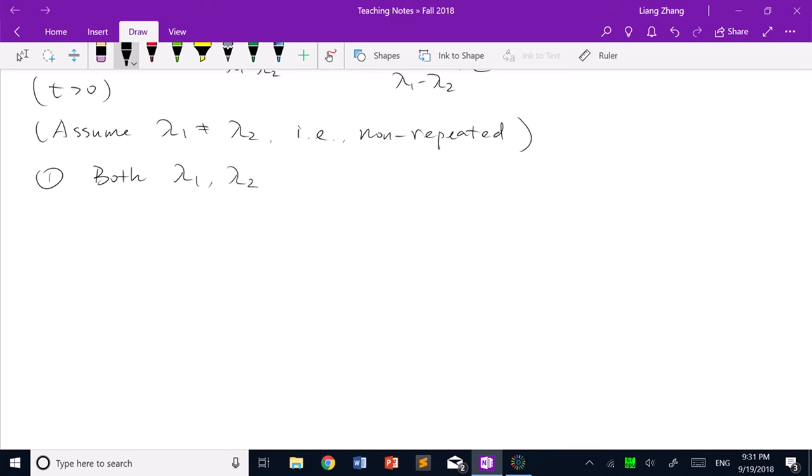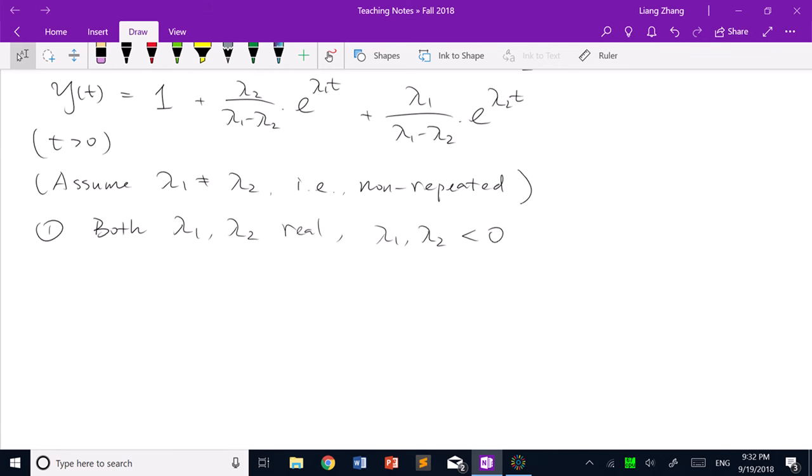So the first case will be when both of them are real and both of them negative. In this case, both exponential terms will be decaying over time.